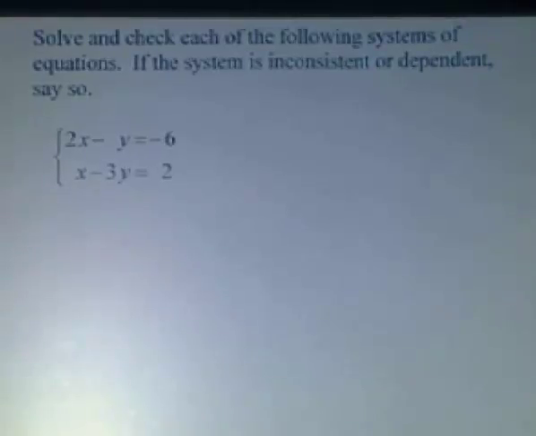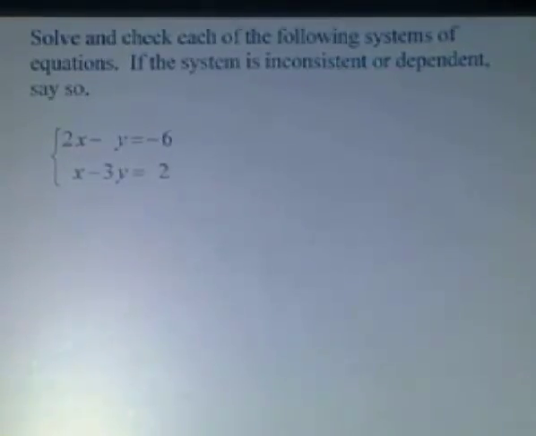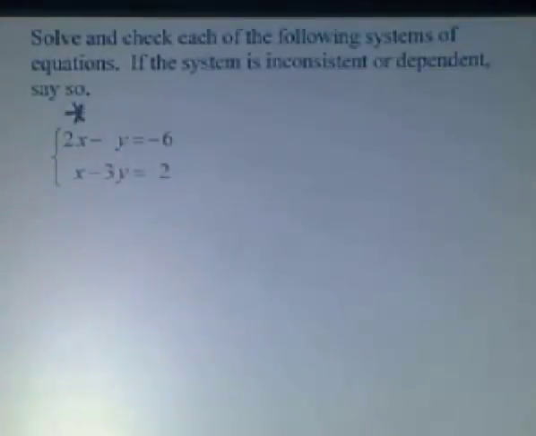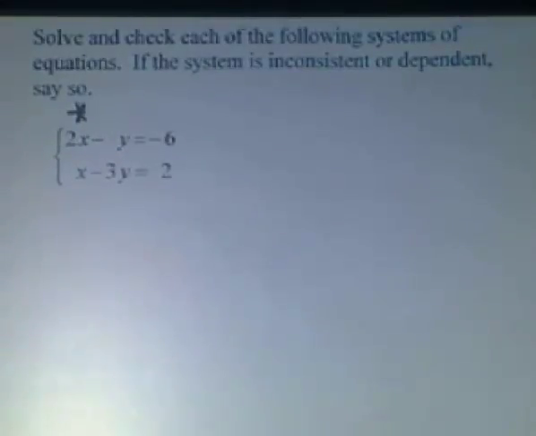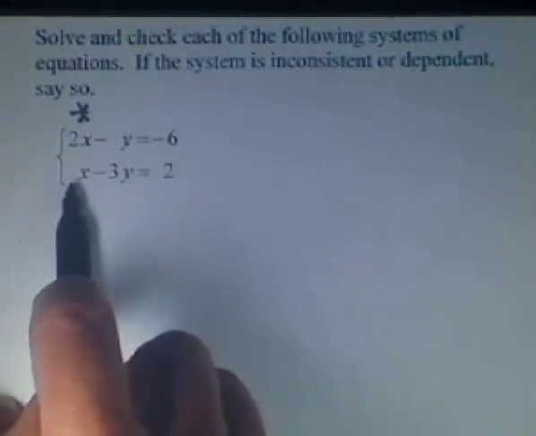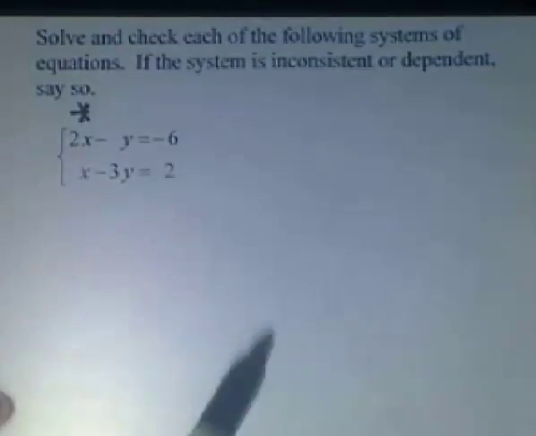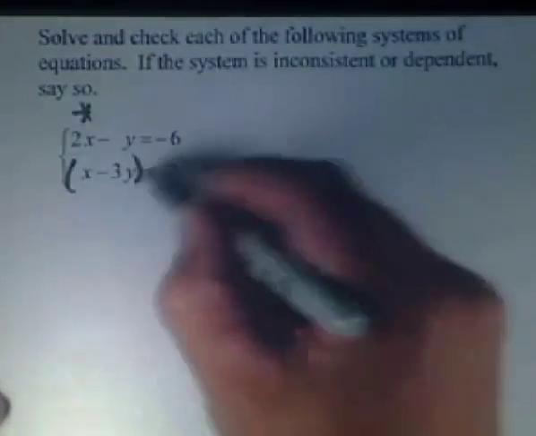Let's solve the following system using elimination. What we'll do here is pick a variable and try to get it to eliminate. So let's pick the x's, get those to cancel out. Now we've got to ask ourselves, what times 1x will give us the opposite of 2x? And the answer to that question is a negative 2.